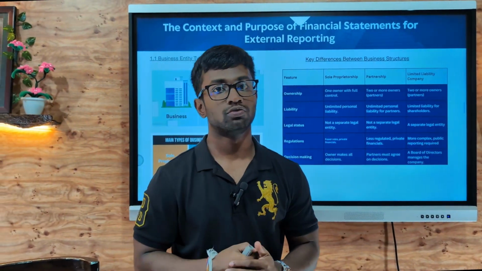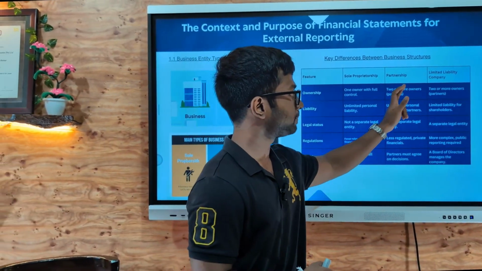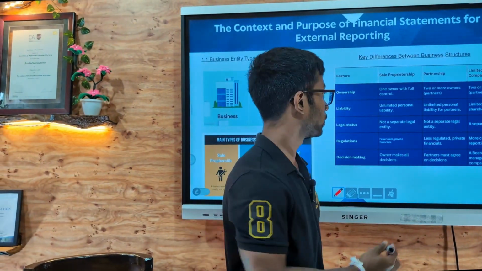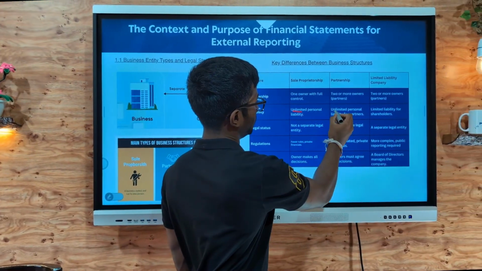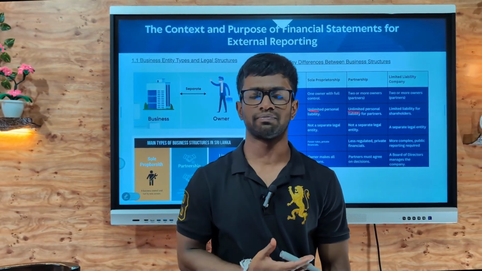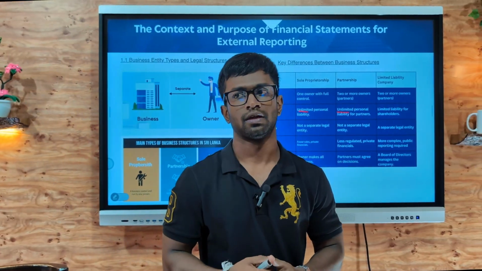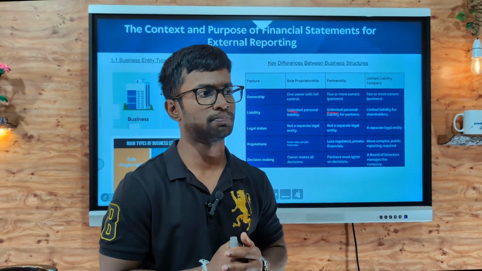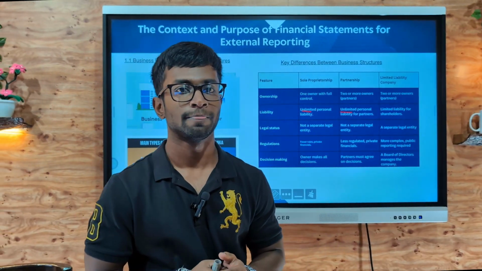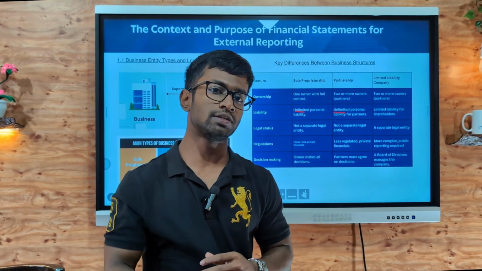After that, when it comes to the liability, in a sole proprietorship and a partnership, keep in mind, you have unlimited liability. Unlimited. What does this mean? Unlimited liability. Okay, some of you all maybe, I remember when I was doing my A levels also, I never understood this concept. I used to just remember, okay, sole proprietorship has unlimited liability. Partnership also has unlimited liability. And limited liability, okay, limited liability. But I never actually understood this concept.